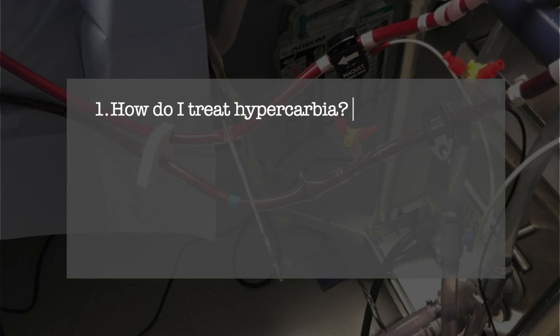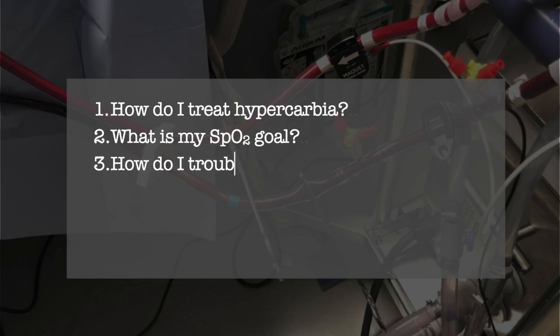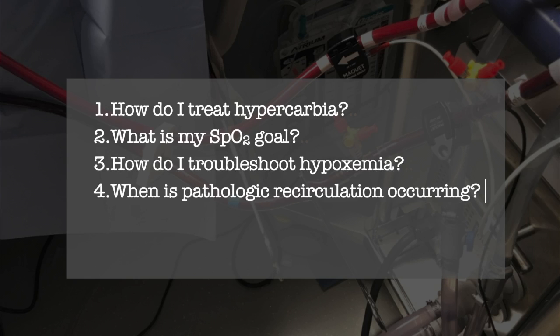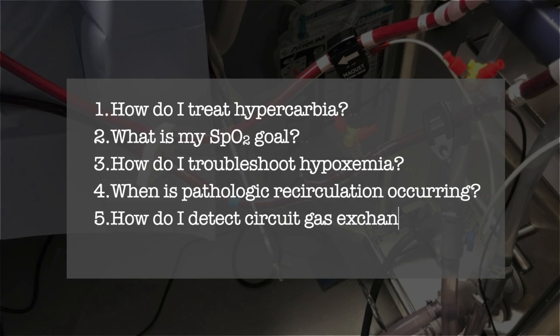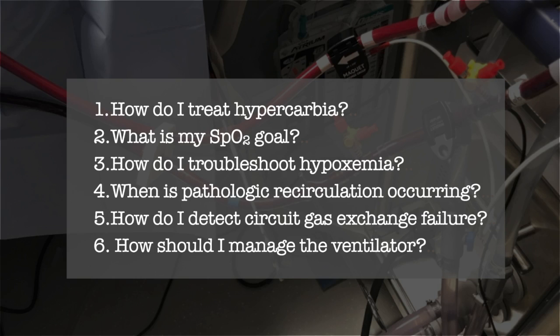How do I treat hypercarbia? What is my oxygen saturation goal? How do I troubleshoot hypoxemia? When is pathologic recirculation occurring? How do I detect circuit gas exchange failure? And how should I manage the ventilator during VV ECMO?